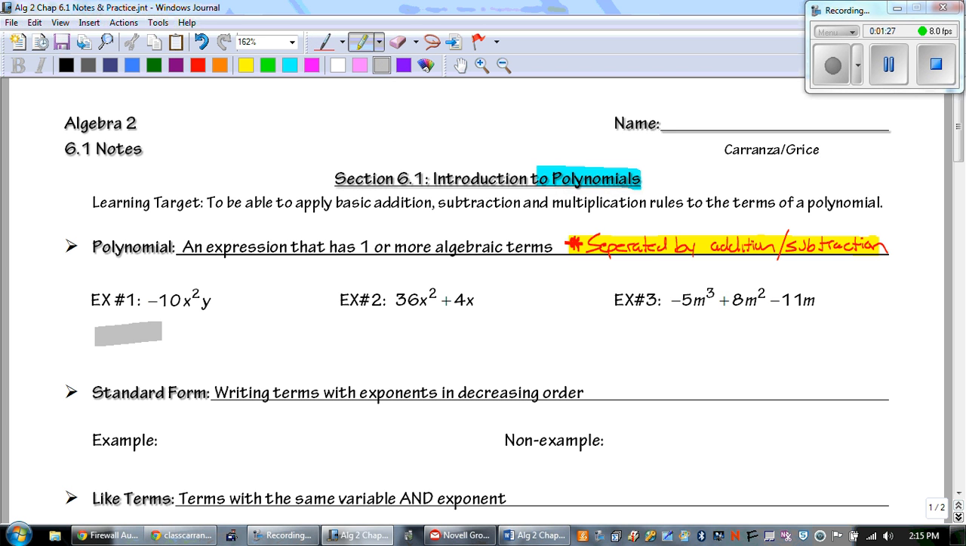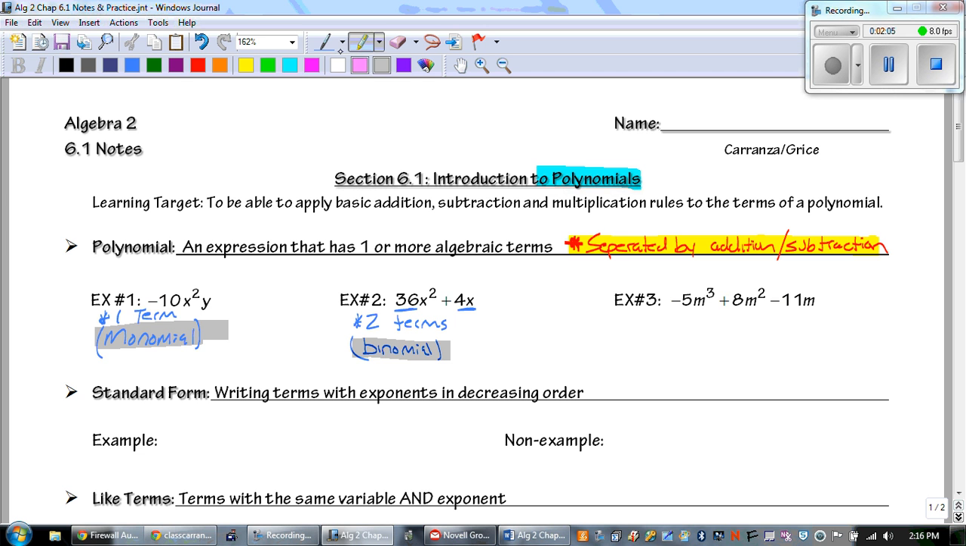Example number one only has one term. If it has one term, that is called a monomial. Let's look at number two. It has two terms, and if it's got two terms, that's called a binomial. Do some of these start to sound familiar?